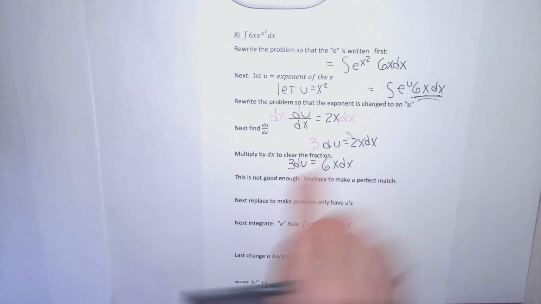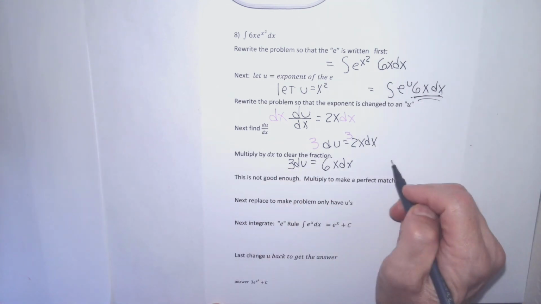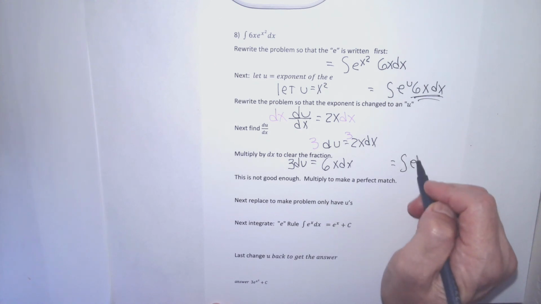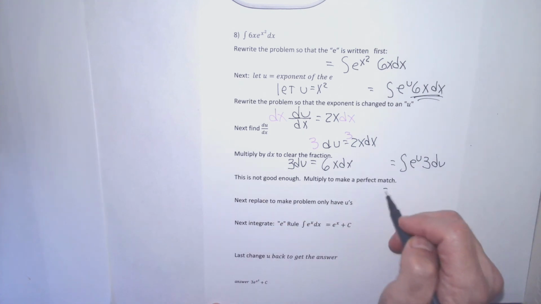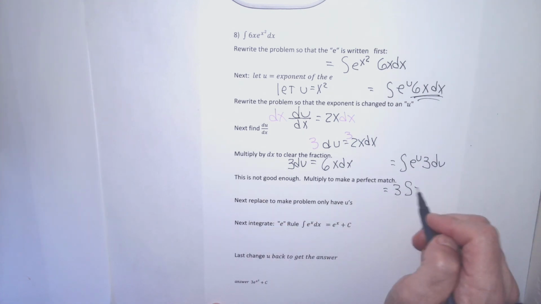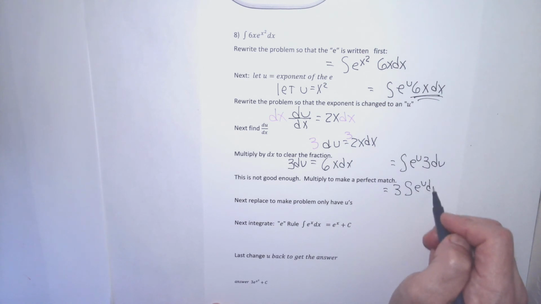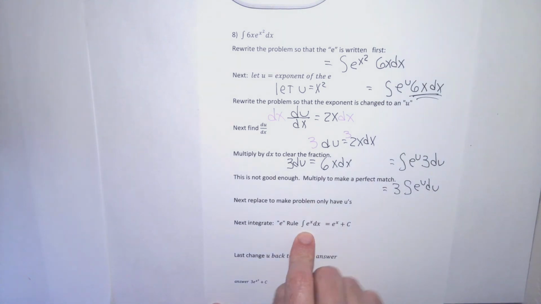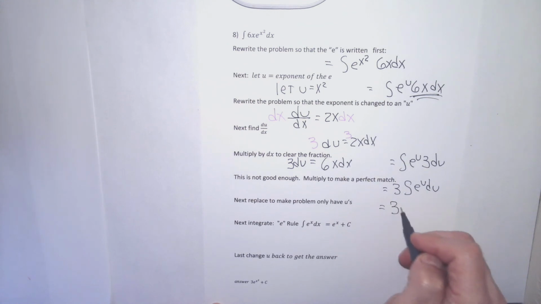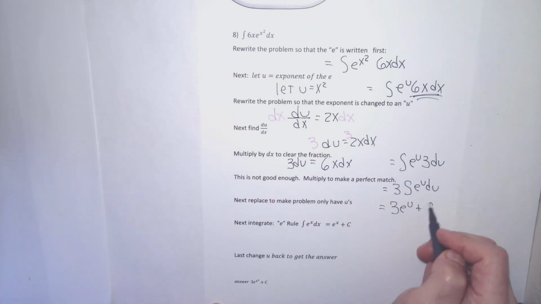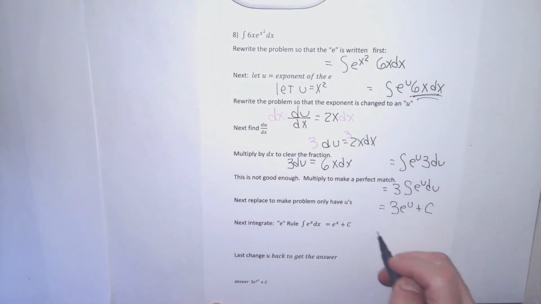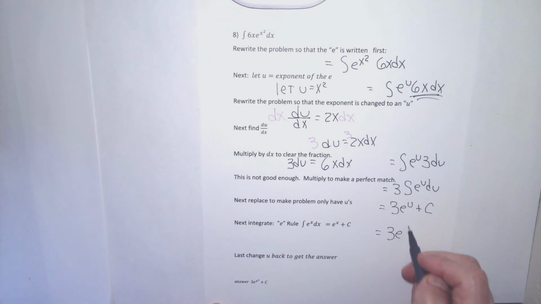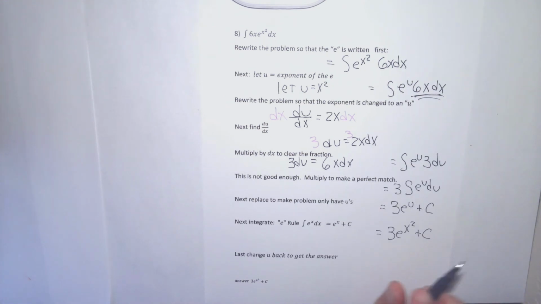This 6x dx I'm going to change to a 3 du. So I can make this problem e to the u times 3 du. Pass the 3 out in front of the integral and get 3 times the integral of e to the u du. Use the e rule that it is its own integral and get 3 e to the u plus c. And then change u back to x squared to have an answer, and I don't need a parentheses. The exponent itself kind of works as a parentheses. And that's a perfect answer for number 8.